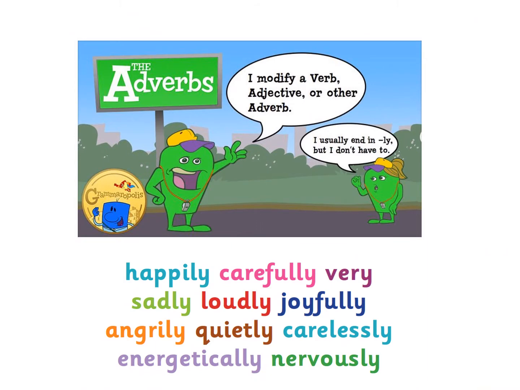What do adverbs do? They modify a verb, an adjective, or another adverb. Most of the time, they end in ly, but they don't have to. Here are a few examples: happily, carefully, very, sadly, loudly, joyfully, angrily, quietly, carelessly, energetically, and nervously.